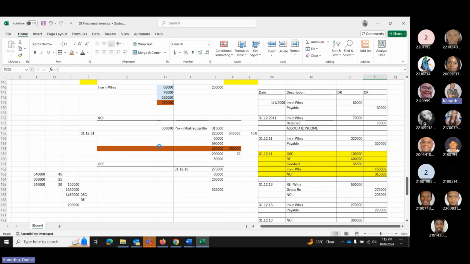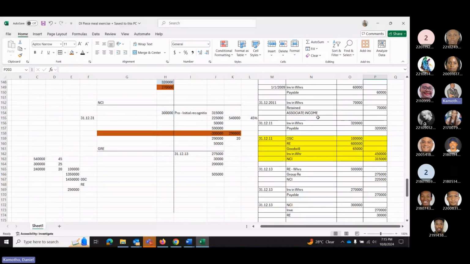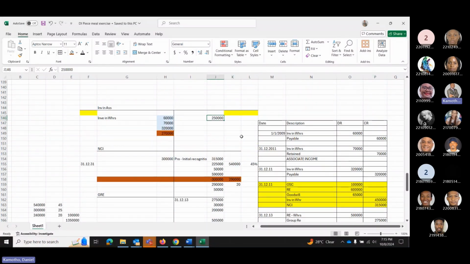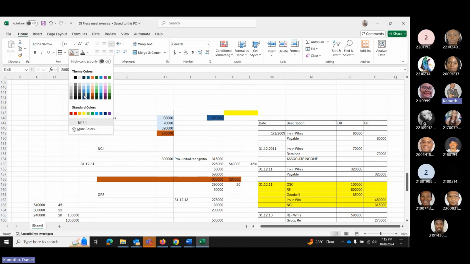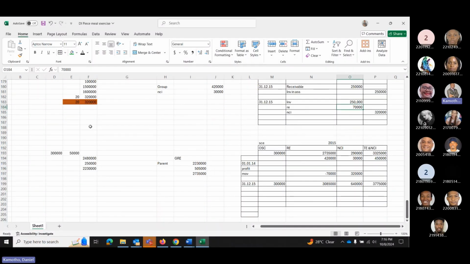Okay, I hope we have done it. You understand the journals that we have passed and why. This one now is the last one that has led to 250,000, which has led to the final 70,000 there, because we are saying they now sold assets, net asset worth 320, which is 20% of the net asset, but they only received 250, and therefore they made a loss of 70,000.